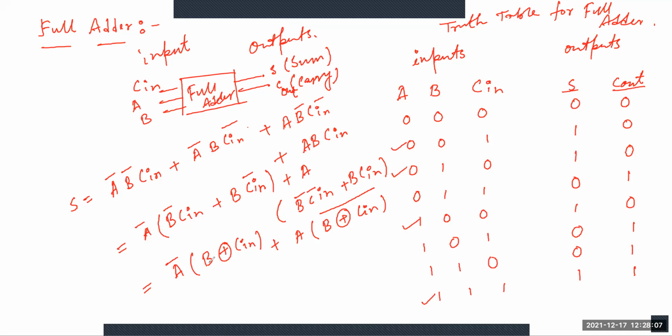Okay, so suppose here B XOR C in equals to X. So just 1 minute. I am erasing this right portion.